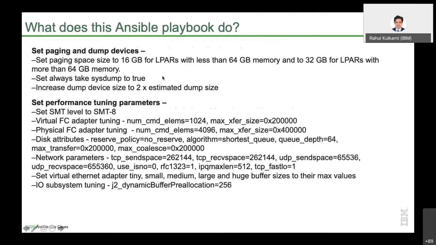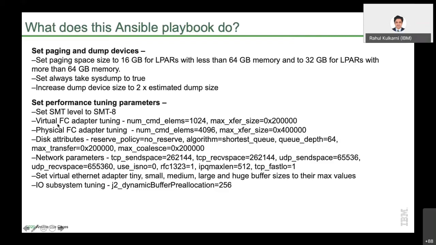And then we set the paging and dump device sizes. If the memory is less than 64 GB, we set the paging space to 16 GB. If the memory is more than 64 GB, we set the paging space to 32 GB. And then we set the system dump size to 2 times the estimated dump device size, and we set always take system dump to true. And then we set the SMT level to 8. SMT is hyper-threading in Power systems. We can have the value of 1, 2, 4, and 8.